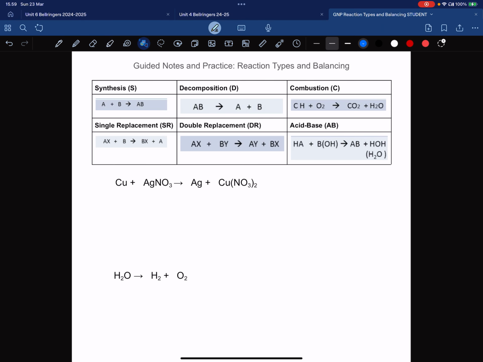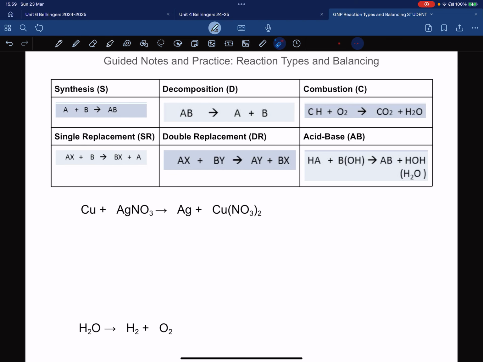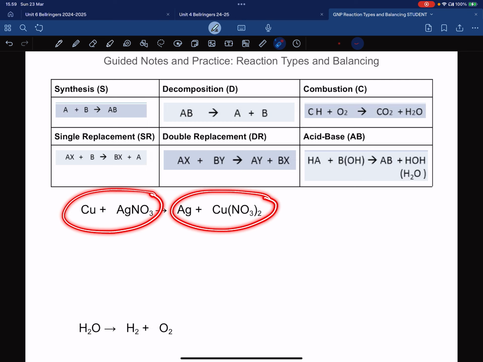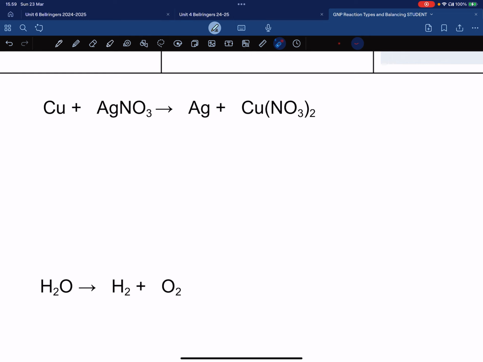Okay, now for the second part, which is the balancing bit. Basically, the balancing idea is to make sure that you have the same number and types of atoms on this side as you have on this side. We're going to be doing some vocabulary as we go, and I'll be giving you some tips and tricks for how to make things work.